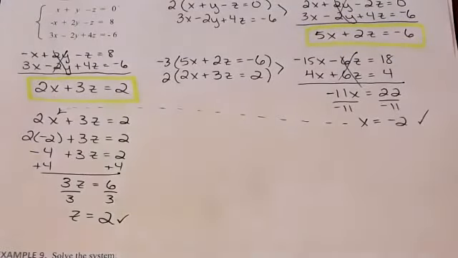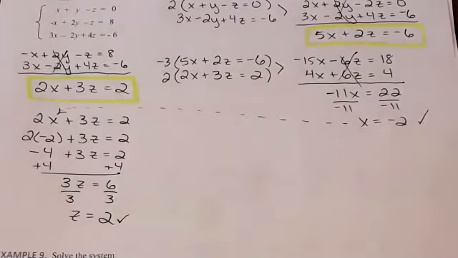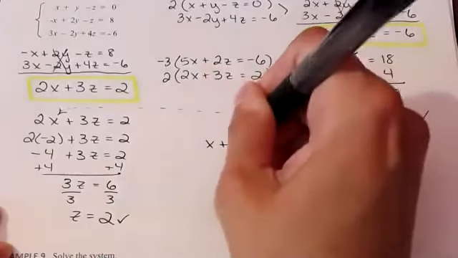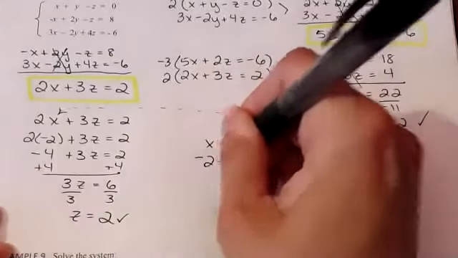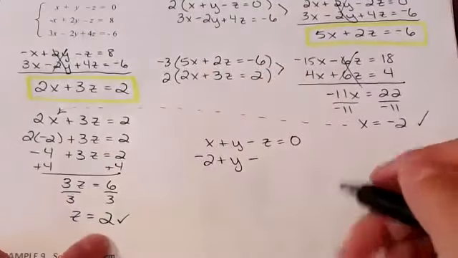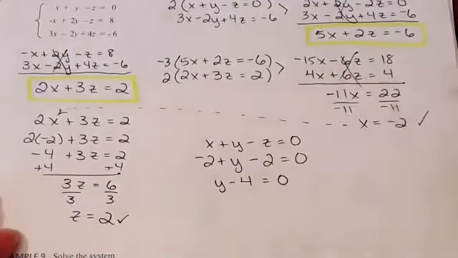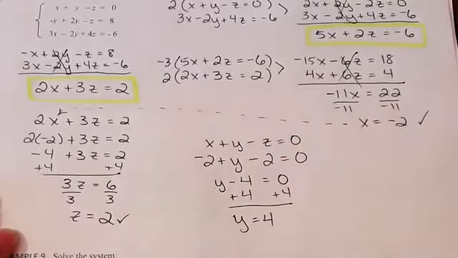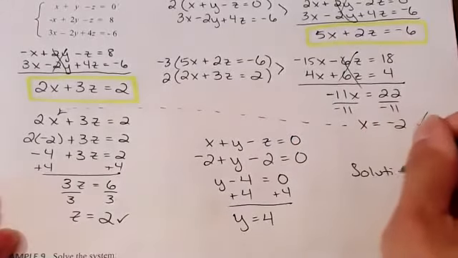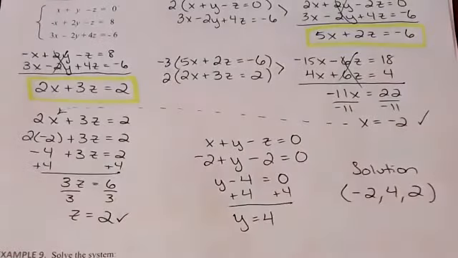The last thing I have to do is take both of these answers and plug them into one of my originals. I'm just going to put in the top equation because that actually looks like the most basic out of the three. So I have x plus y minus z is equal to 0. Well, I know that x is -2. I don't know y, but I know z is 2. Combine like terms, y minus 4 is equal to 0. Add 4 to both sides, and we get that y is 4. So our solution as an ordered triple is going to be -2, 4, +2.